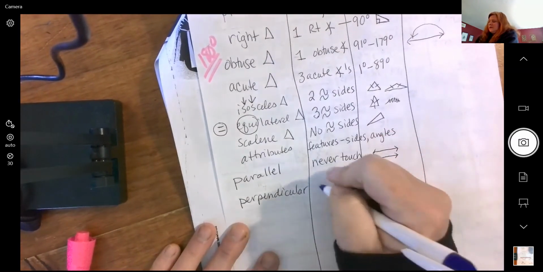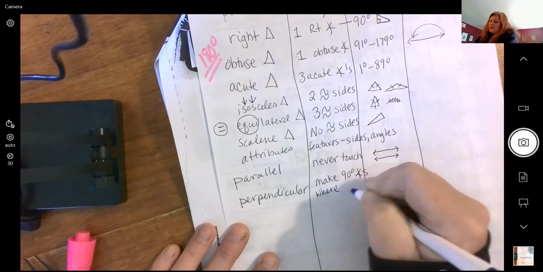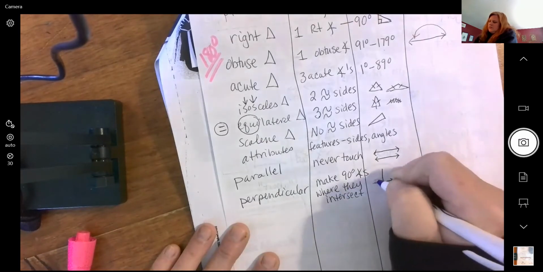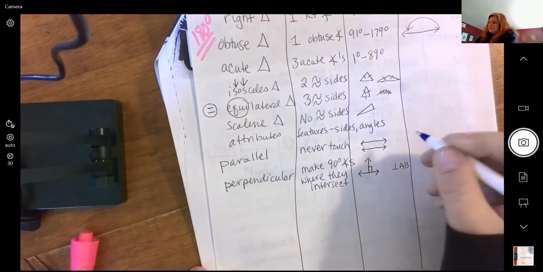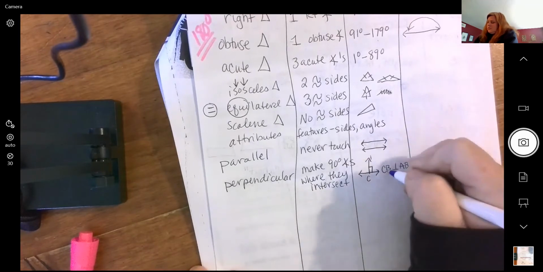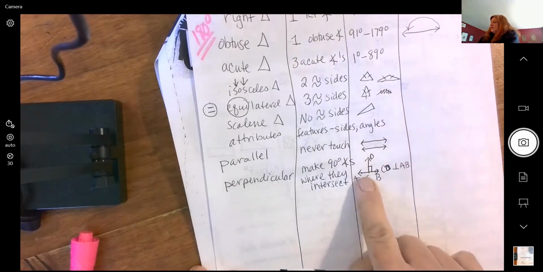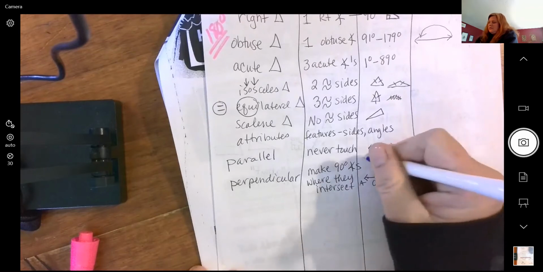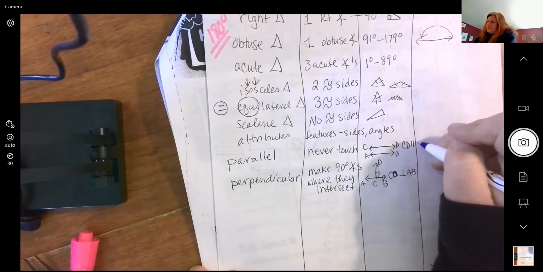Perpendicular lines make 90-degree angles where they intersect or touch. And the sign is literally just an upside-down T. So if this was C, oops, let's do D. Line CD is perpendicular to line AB. And on this one, line CD is parallel to line AB.